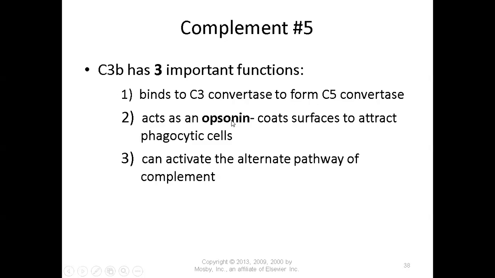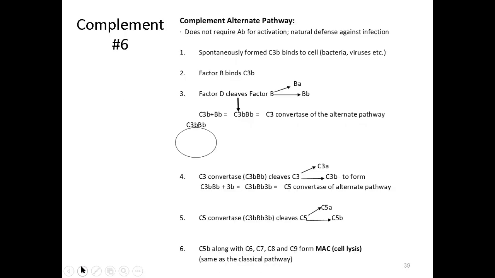It also acts as an opsonin, and you may recall what opsonin means from prior biology courses: an opsonin is something that coats the surface to attract phagocytic cells. The last important thing about C3b, coming up on our next slide, is that C3b activates the alternate pathway of complement. So C3b has many important roles, some in the classic pathway and some we're going to see in the alternate pathway. Let's take a look at that next.